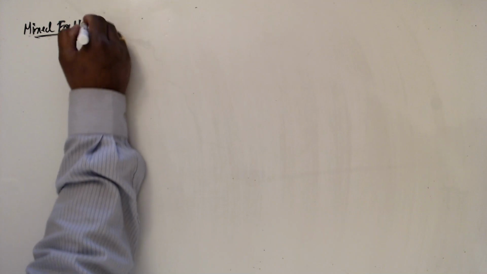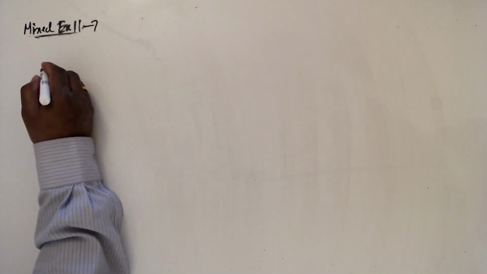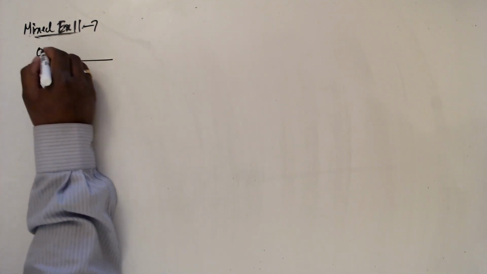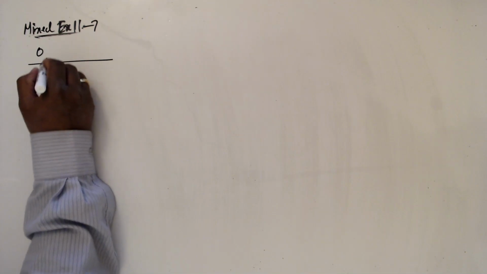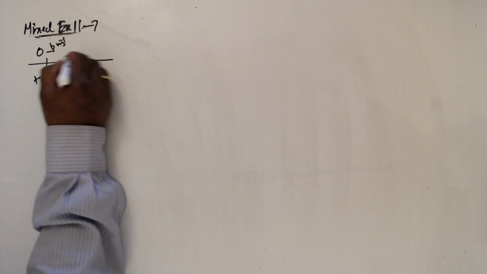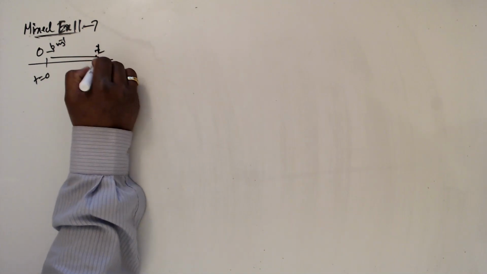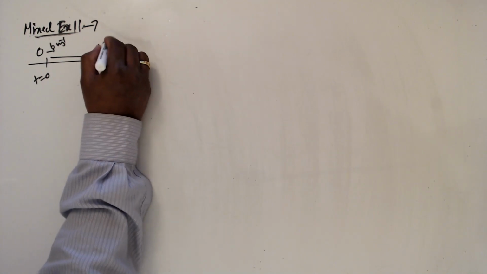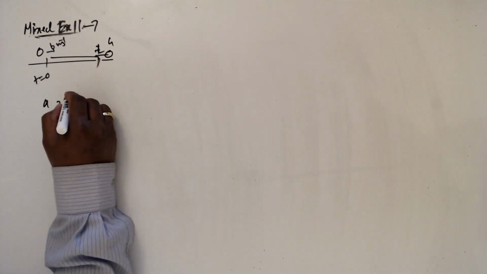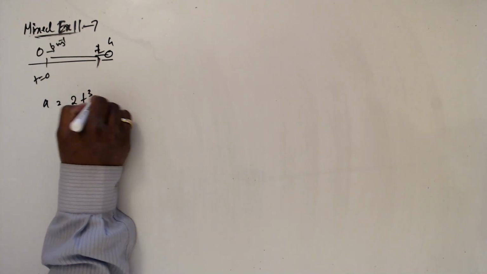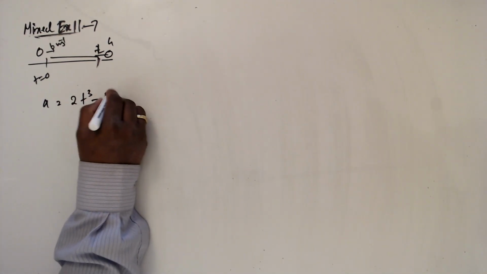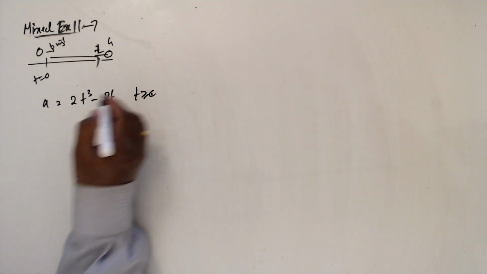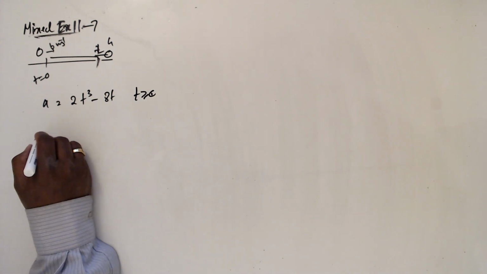Question number 7. The particle moves along the positive x-axis. At t equals 0 it is at the origin with the velocity 6 ms minus 1. After t time the acceleration is a, where a is given by 2t cube minus 8t, t greater than or equal to 0. The first question is find the velocity.